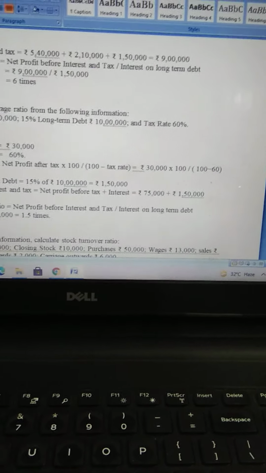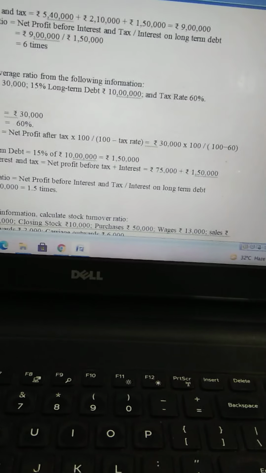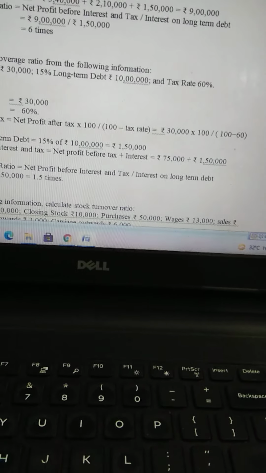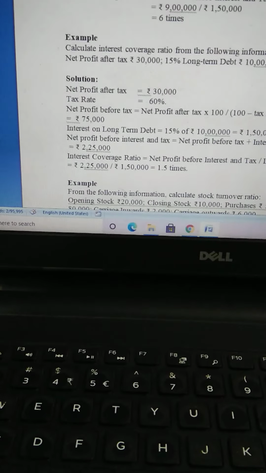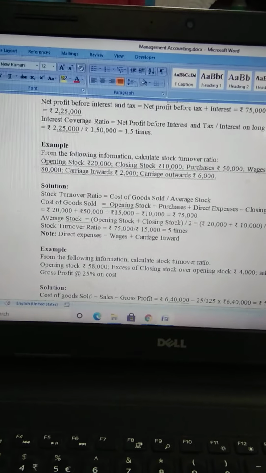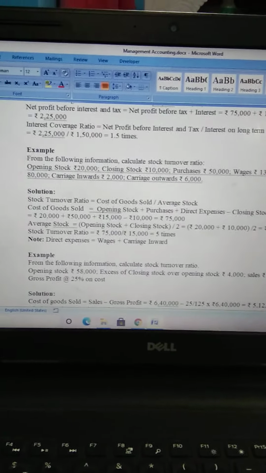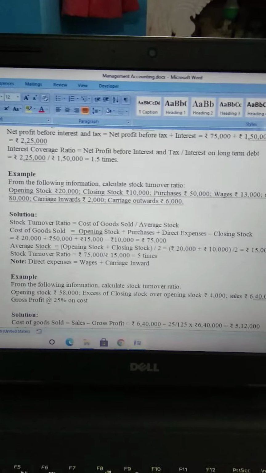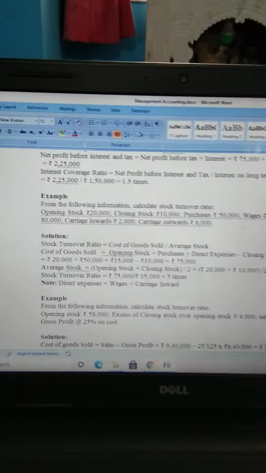Now we have done the same sum. Net profit before interest and tax divided by interest on long term debt, 2,25,000 divided by 1,50,000, that is 1.5 times. Next question. From the following information, calculate stock turnover ratio. Opening stock 20,000, closing stock 10,000, purchase 50,000, wages 13,000, sales 80,000, carriage inward 2,000, carriage outward 6,000.